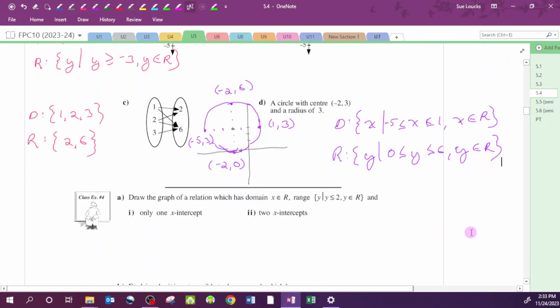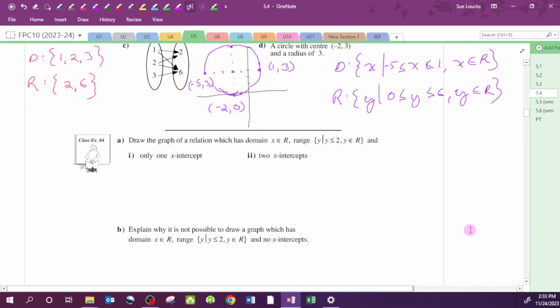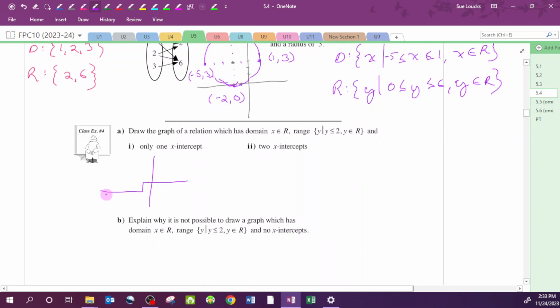Okay, next section. There are lots of graphs that you can draw for these ones. Maybe I'll do a couple of different colors. So here's my axes. Okay, there's my axes. And my domain is all real numbers, so I have to have arrows at the end going all the way to the left and all the way to the right. And then my range goes up as far as 2 and down forever.